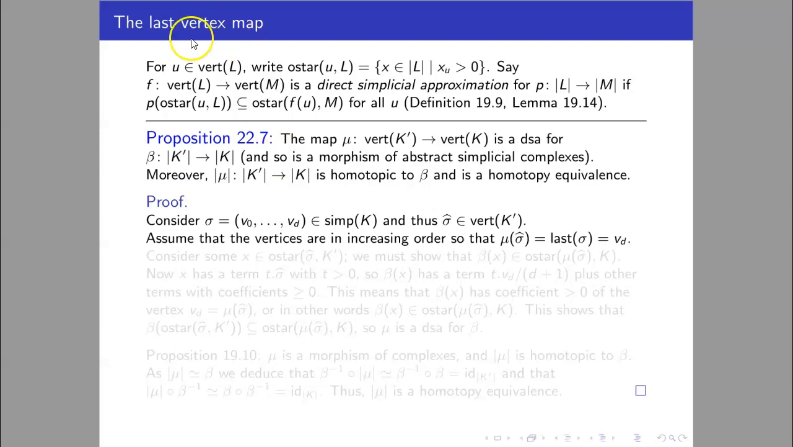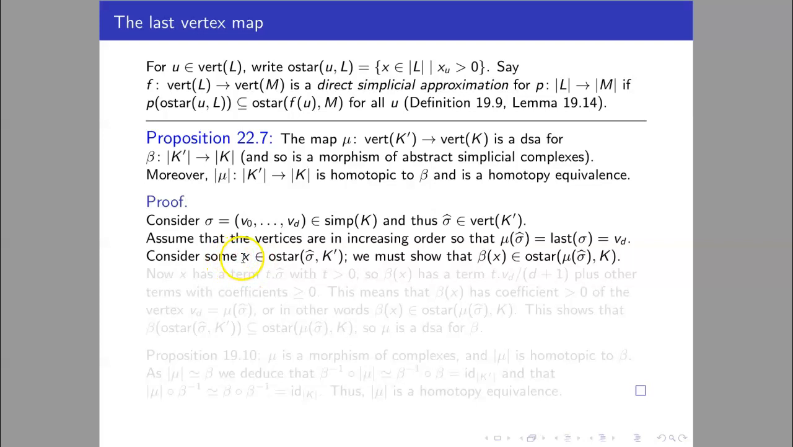Okay, so the definition says we've got to do something about the open stars of all vertices of K prime. So remember, the vertex of K prime has the form sigma hat, where sigma is a simplex of K. We can assume that these simplices are listed in increasing order, so that mu of sigma hat is the last vertex of sigma, so that's going to be Vd. Okay, so now the condition is we have to check that beta is sending the open star of sigma hat into the open star of mu sigma hat.